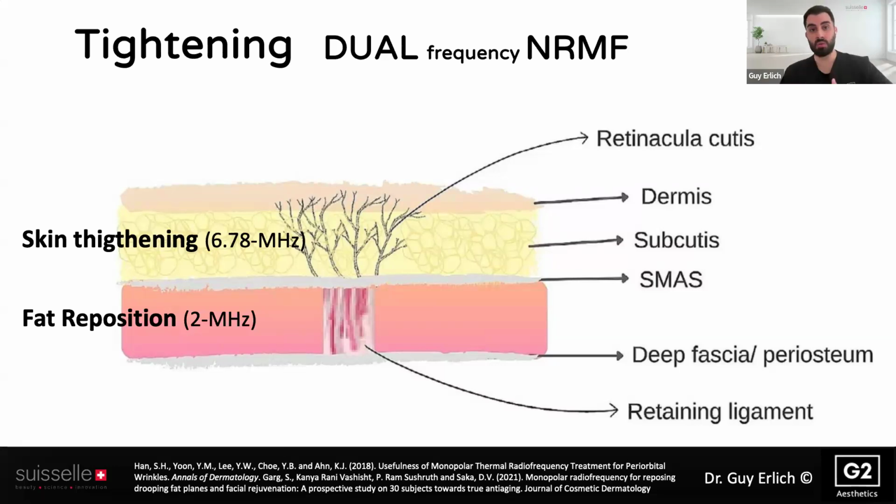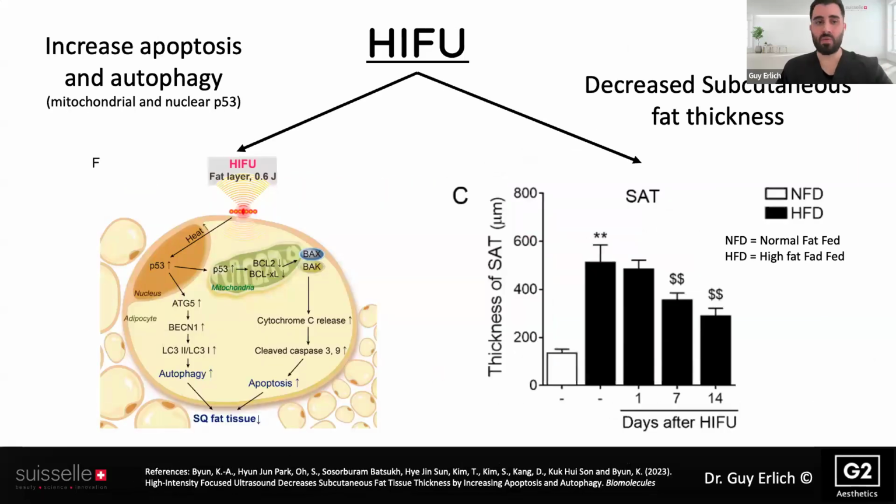And then I target both muscle and retaining ligament for strengthening the fat. I can also combine HIFU because HIFU, in addition to decreasing subcutaneous fat thickness, can decrease the fat thickness in the intra and extraorbital fat bed. It also increases apoptosis and autophagy and also results in muscle contraction in these locations.